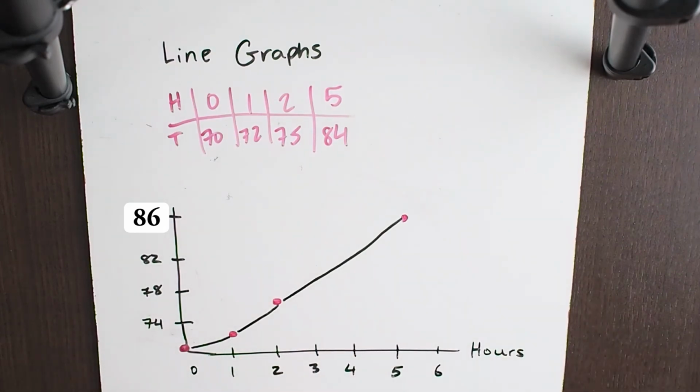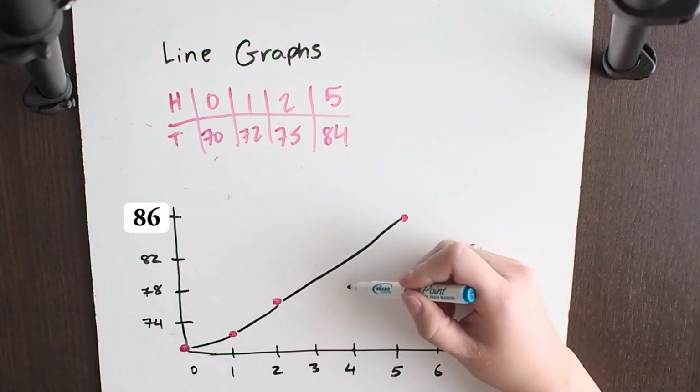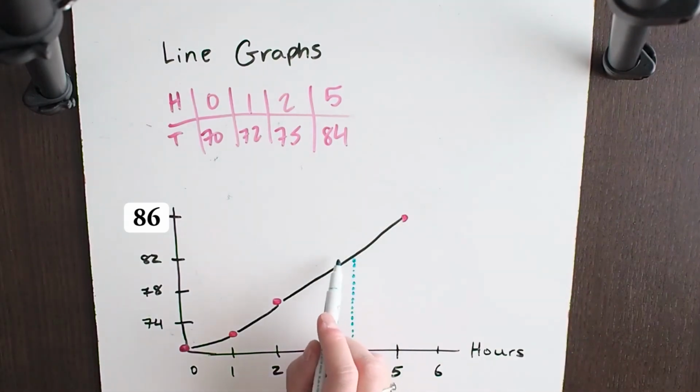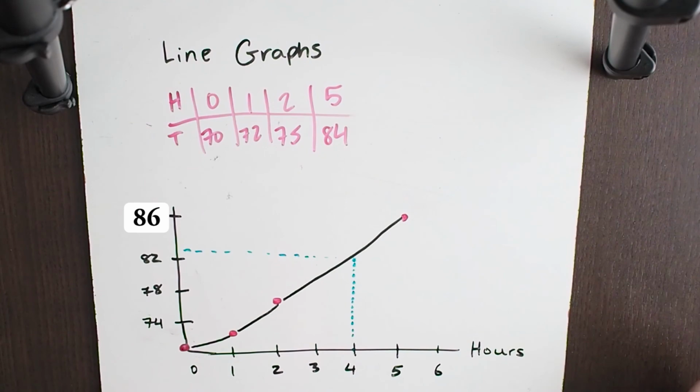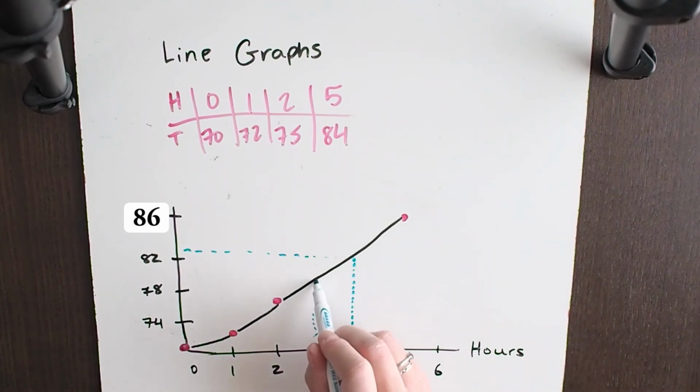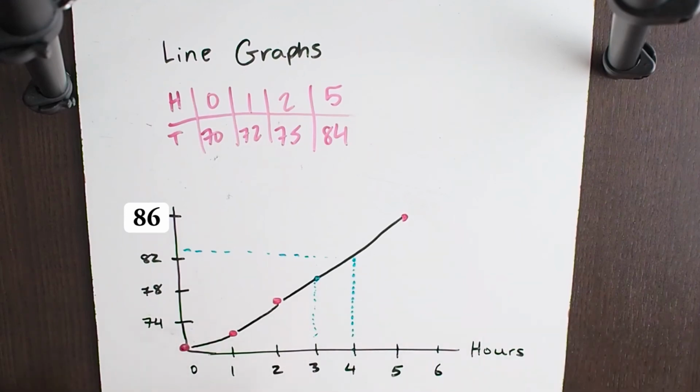For example, you can say at 4 hours after 8 o'clock, so at noon, you would trace up here, and it was around 83 degrees in the classroom. At 3 hours after 8 a.m., the temperature was probably around 80 degrees. These values are not actually ones that we know or recorded, but we can use the graph to estimate or interpret.